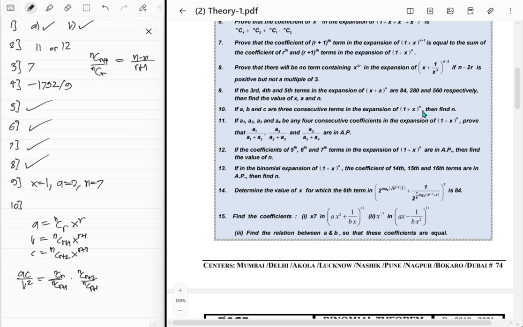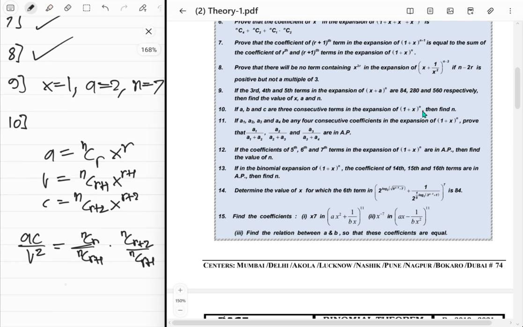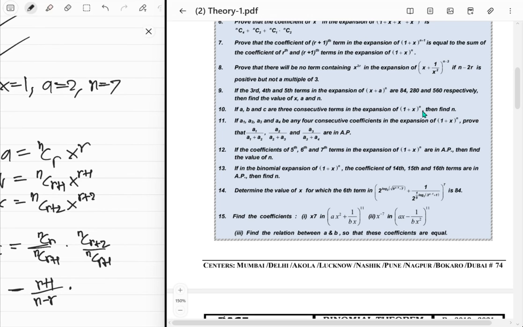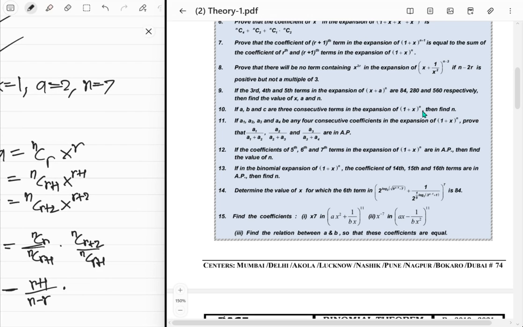Because it came in 2 questions, it might come in more questions. So this is the reciprocal of that thing: r plus 1 upon n minus r. And this is the same thing, just put r plus 1 instead of r. So this will be n minus r minus 1 upon r plus 2.